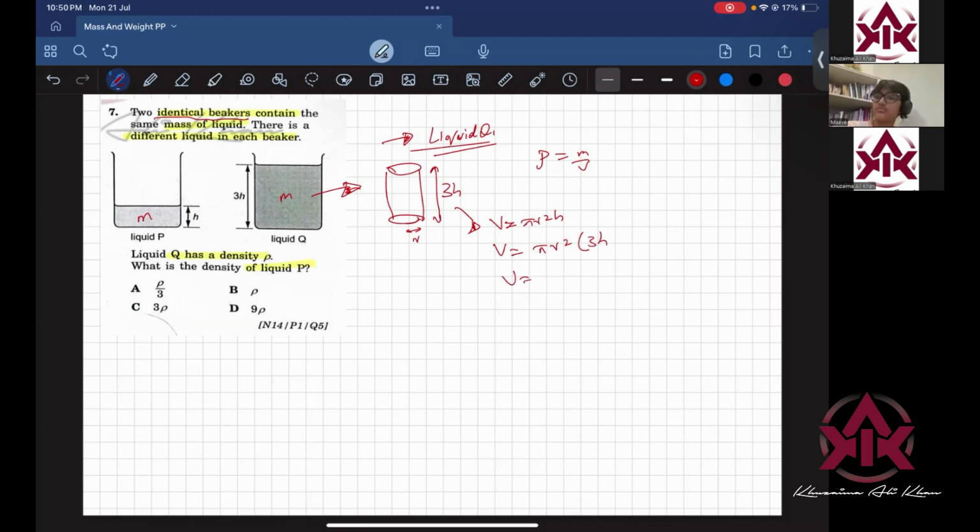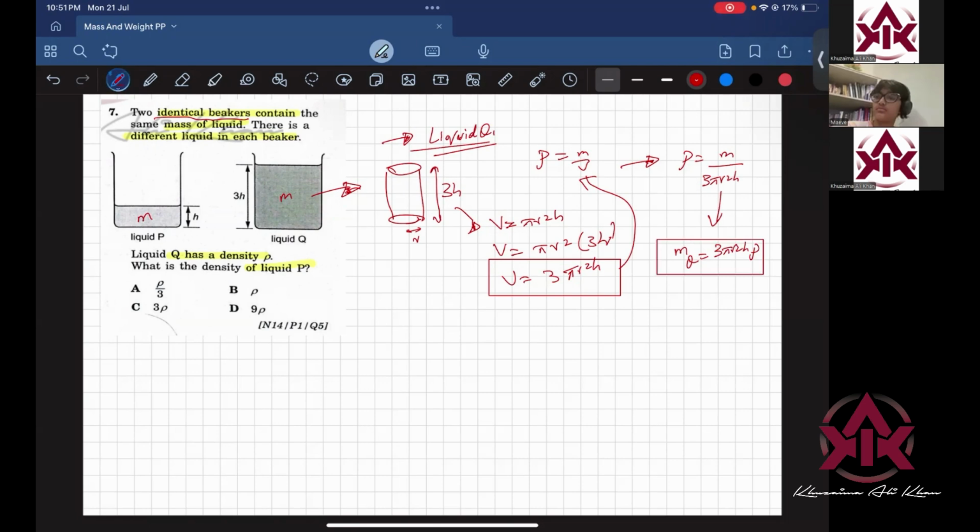The volume is coming out to be 3 pi r square h, right? So let's place this value into the formula. So the density of the liquid Q is coming out to be mass upon 3 pi r square h. So we can make mass the subject, since the mass of the liquids in both the containers is the same. So let's see what happens now. So the mass of Q comes out to be 3 pi r square h rho.